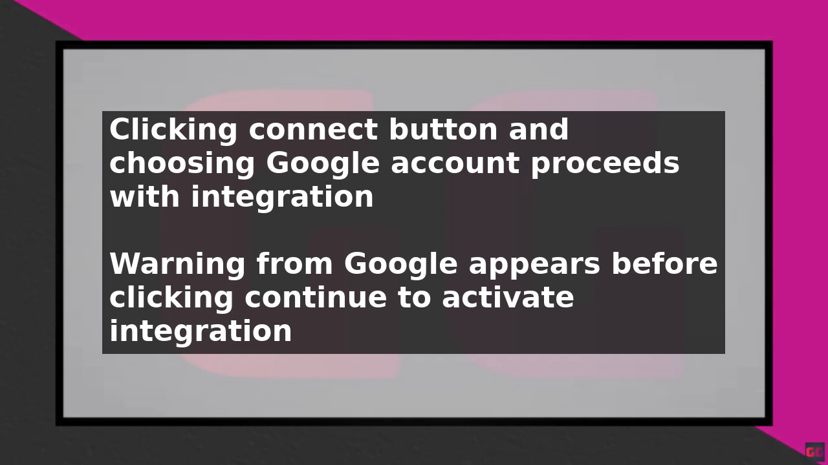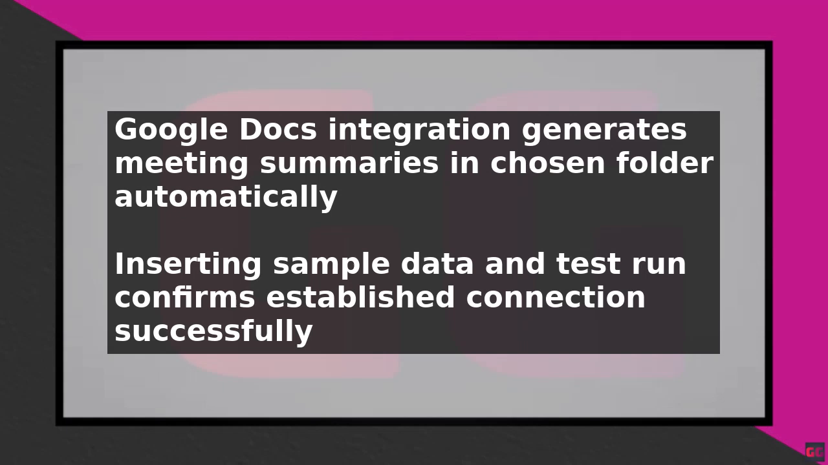However, it is necessary to select the folder where the summaries should be stored. By default, the summaries will be sent to the default drive, but this can be changed by clicking the down menu and selecting the desired folder. With the Google Docs integration active, meetings with Fireflies AI will automatically generate summaries that appear in the chosen folder.